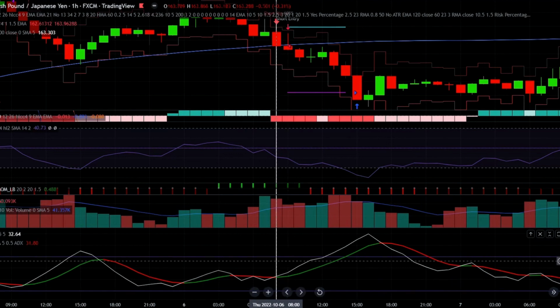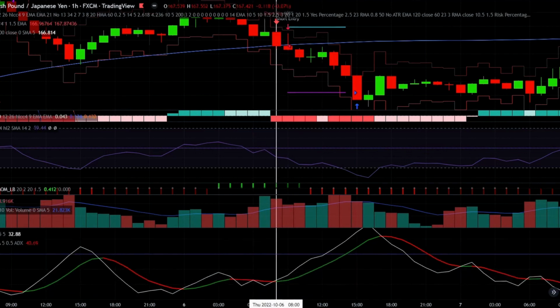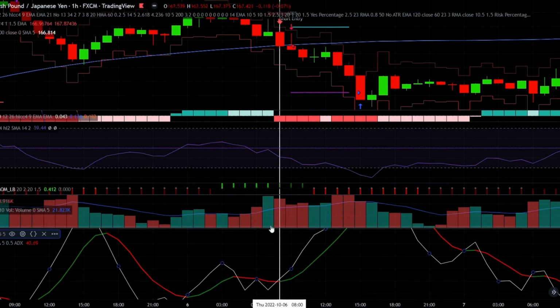the 20 level, below the 50 level, and the ADX line, which is the white line, needs to be above the ADX-based moving average. And if I zoom in a bit, you can see that it is above. So all of the conditions are met for a short entry. Now let's set up the position.